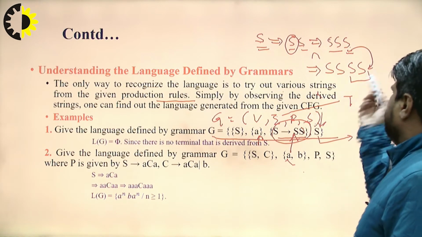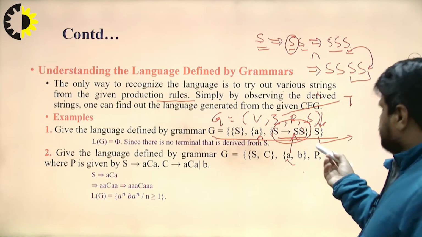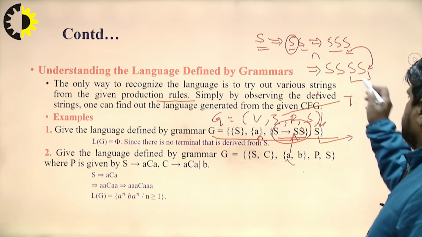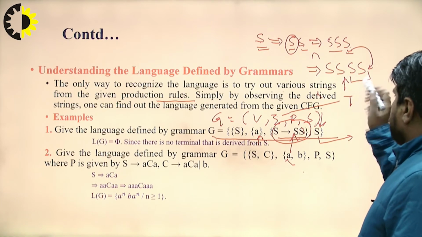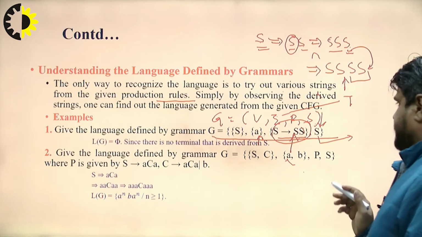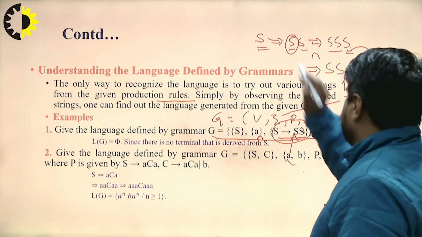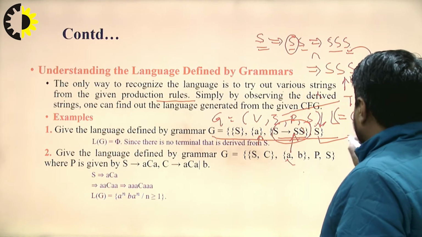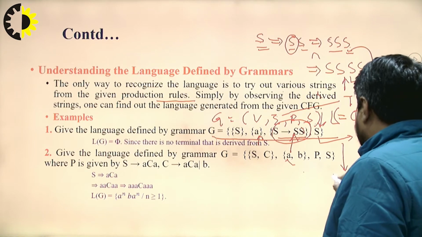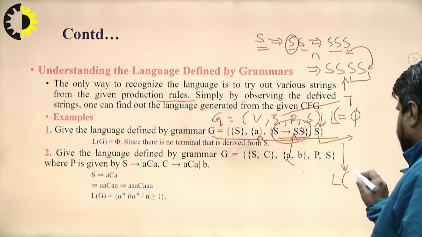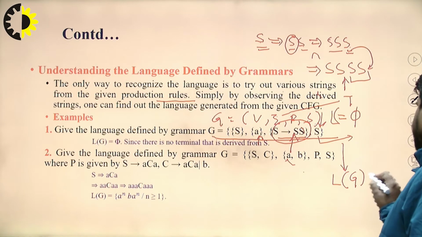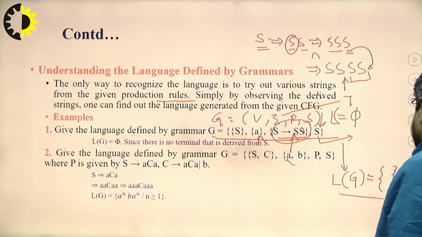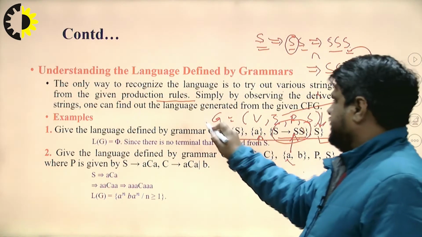Because there is only a single production, you can see every time the number of S's increases, but there are no terminals, or no delimiters, to terminate this string. So you will never get a string of terminals from this grammar. The language generated by this grammar can be written as L(G), which will be phi, the empty set. No terminal string gets generated by this particular grammar.